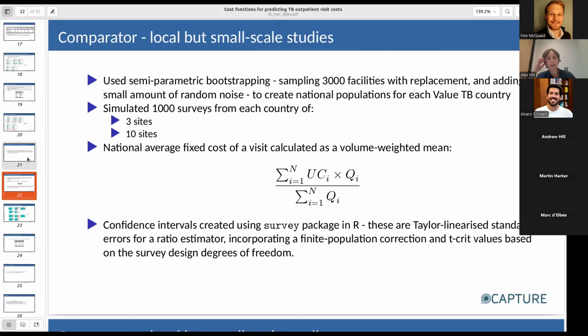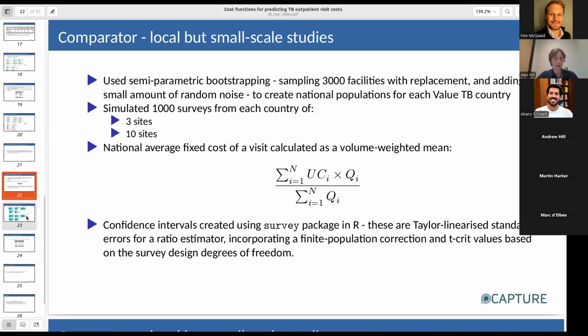And then I simulated surveys from each country of different sizes. So of 3 sites and of 10 sites. I calculated the average fixed cost of a visit in each of these synthetic populations, and also the average fixed cost of a visit in the sample, so the sample mean estimator of this. And I used the survey package in R to create confidence intervals using the most standard way of constructing confidence intervals for a ratio estimator, because the volume weighted mean is a ratio estimator.